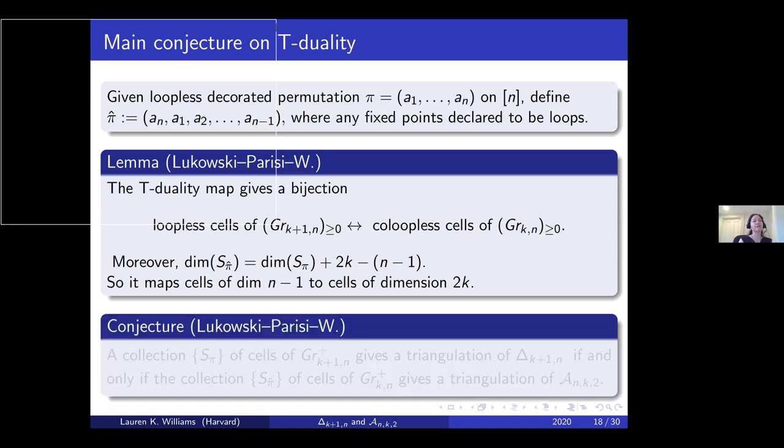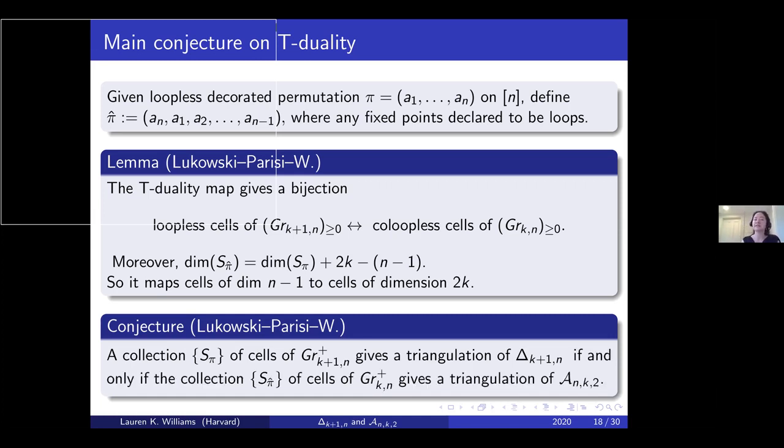And then our main conjecture is that a collection S_pi of cells in the TNN Grassmannian of k+1, n gives a triangulation of the hypersimplex if and only if the corresponding collection of cells in the TNN Grassmannian of k planes in n space gives a triangulation of the m equals 2 amplituhedron. So there seems to be a very, very precise connection between triangulations of this very simple classical object, the hypersimplex, and triangulations of this much newer object, the m equals 2 amplituhedron.